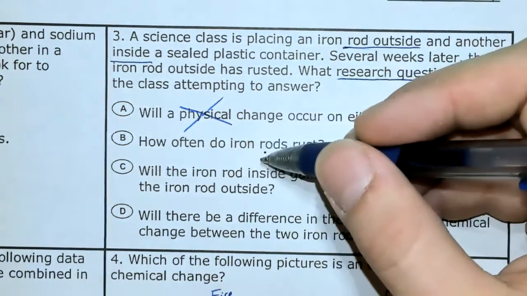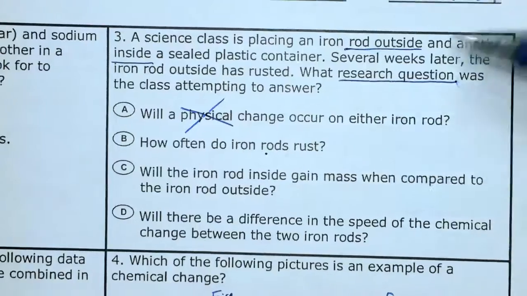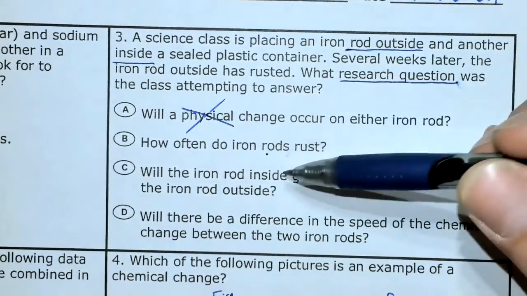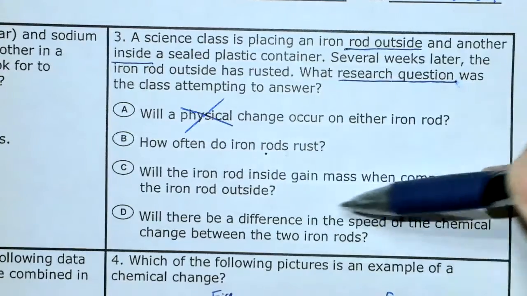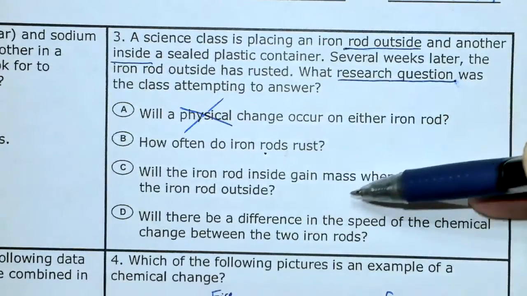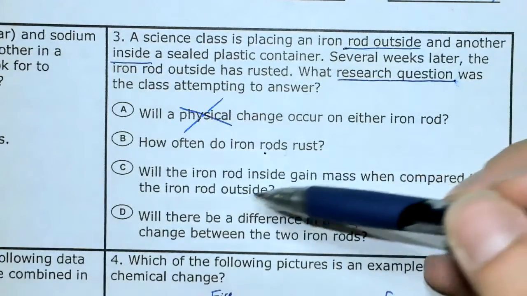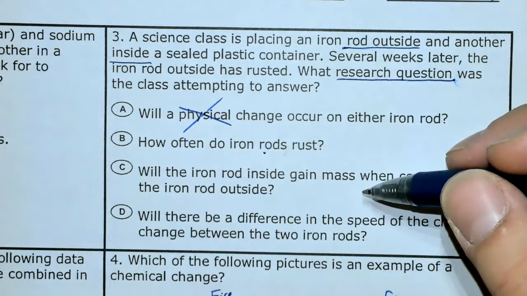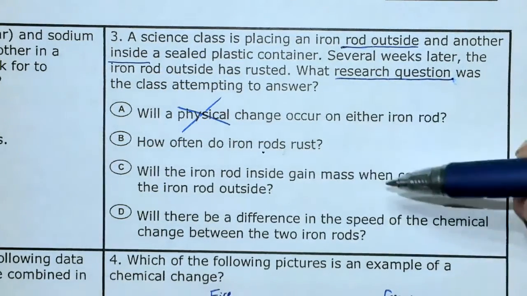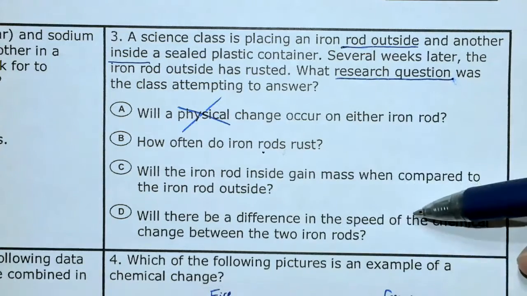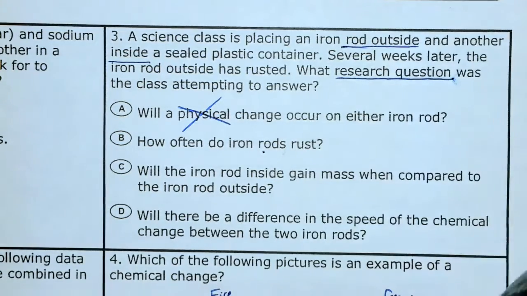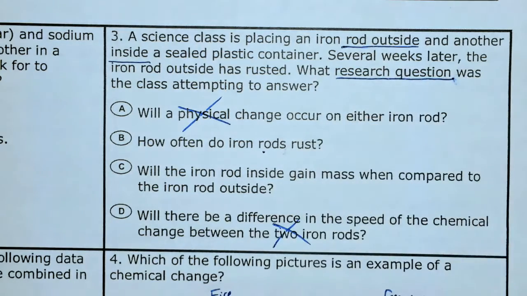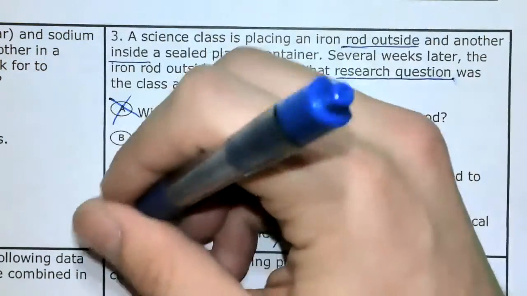So let's skip over B, okay? Will the iron rods inside gain mass when compared to the iron rods outside? All right, so we're talking about the rod inside that's not having anything happen to it, comparing it to the rod outside, all right? So it could be a mass change that we're working through. And then D, will there be a difference in the speed of the chemical change between the two iron rods? The rod inside isn't going to undergo a chemical change. So only one rod is undergoing a chemical change, guys. So we've already made it 50-50.